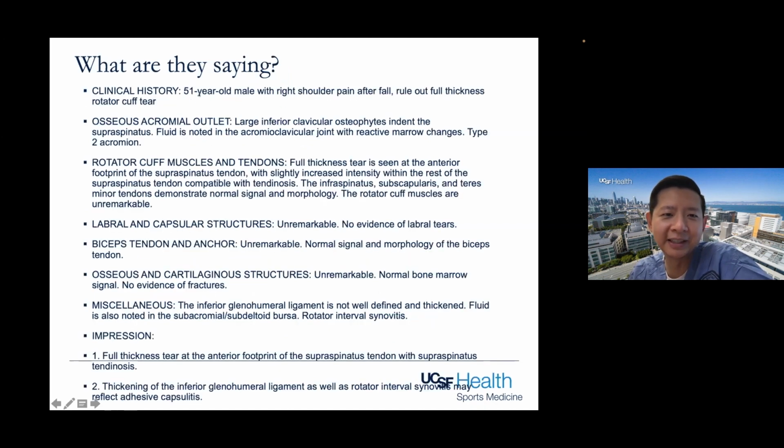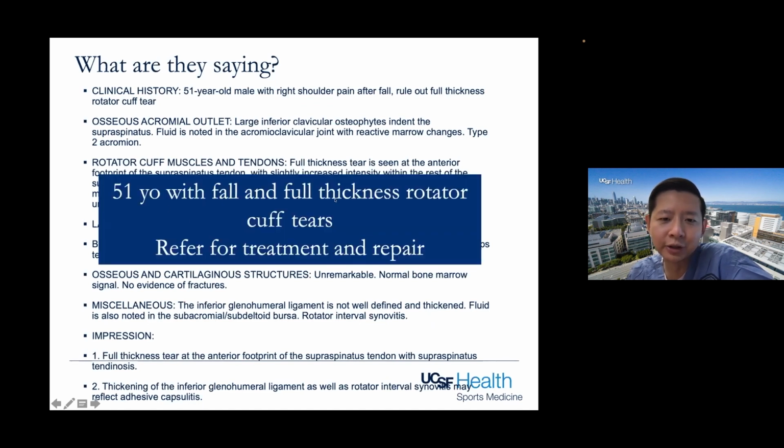On the other hand, here we have a 51-year-old who fell on the shoulder with acute trauma. Here we see a full thickness tear of the anterior footprint of the supraspinatus and also tendinosis. So here we've got an acute injury with a full thickness tear in a 51-year-old, a relatively young patient.